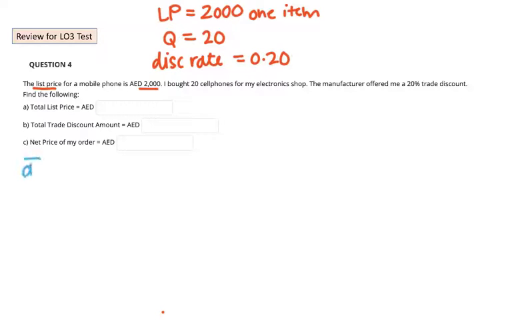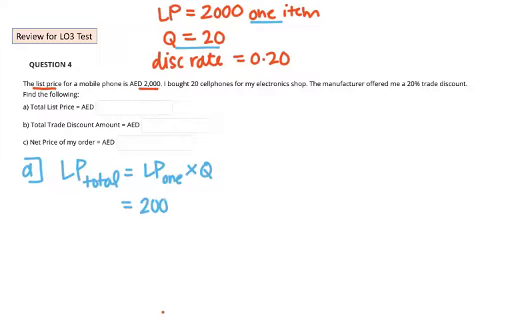Now we can answer the questions. First, it says total list price. Now what they mean here is because they gave us the list price for one item, but we bought 20 items. So in this case, we take the list price total is just the list price for one item, which was 2,000 dirhams, times the quantity of items that we bought, which was 20.